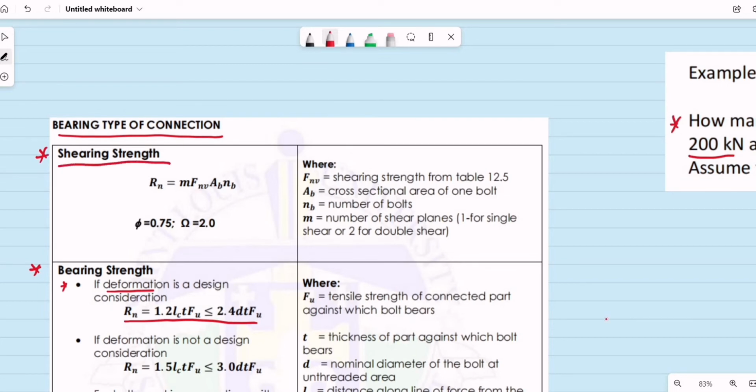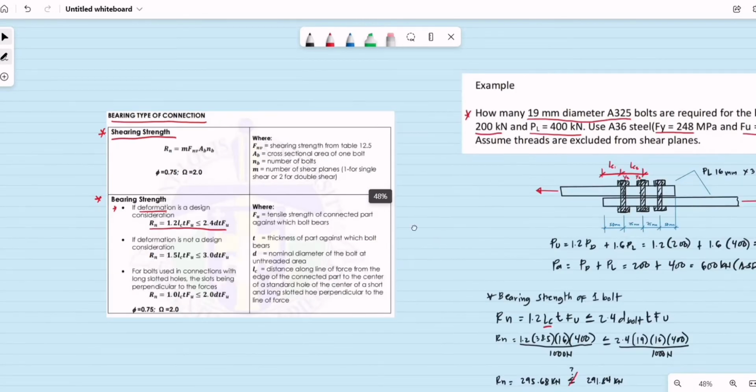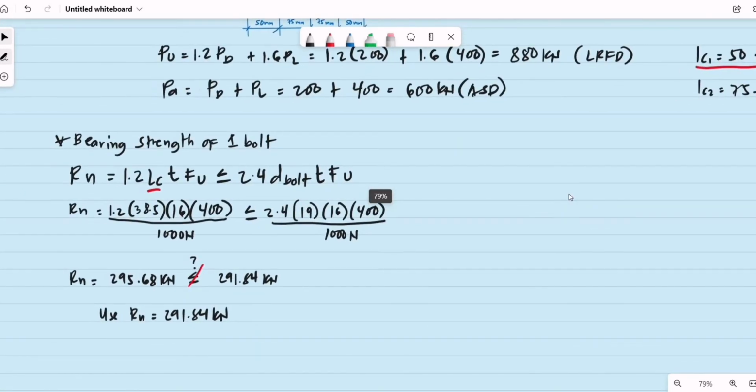This is the shearing strength. So let's say this is the shearing strength of 1 bolt. So take note that when it comes to the bearing strength of 1 bolt, this 291.84 kilonewtons is again per bolt. So the same with this one.